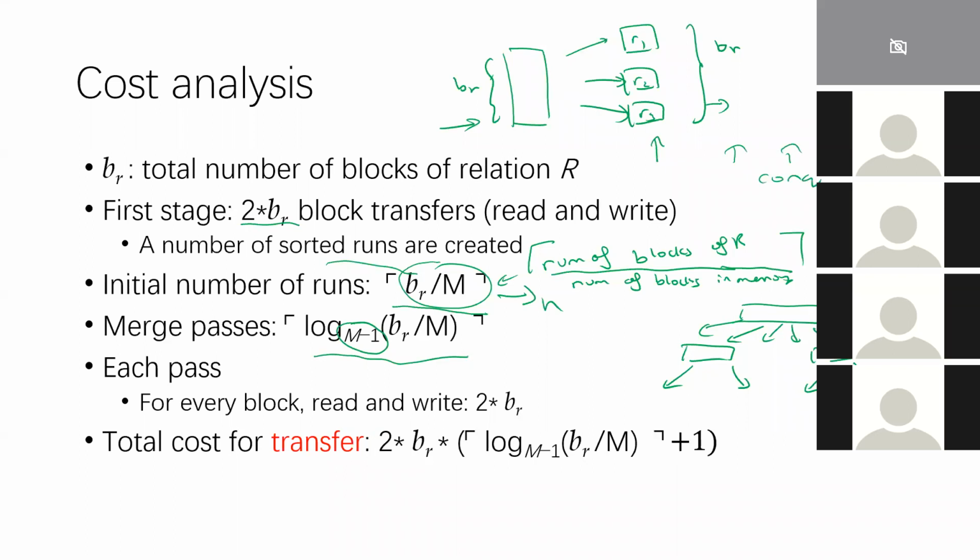And so the number of merge passes, the number of times we need to go through my conquer step, will be equal to log of n, which is BR over M, with base M minus 1 because of the fan out factor of M minus 1.